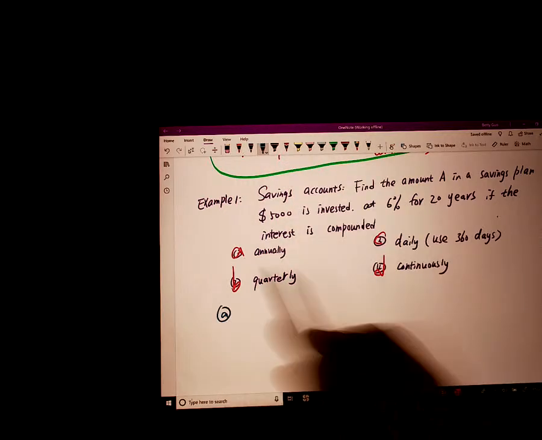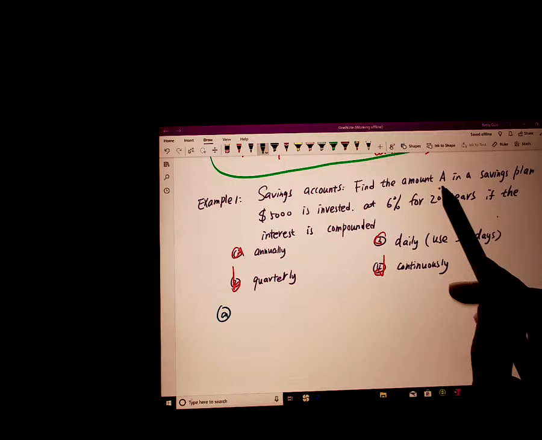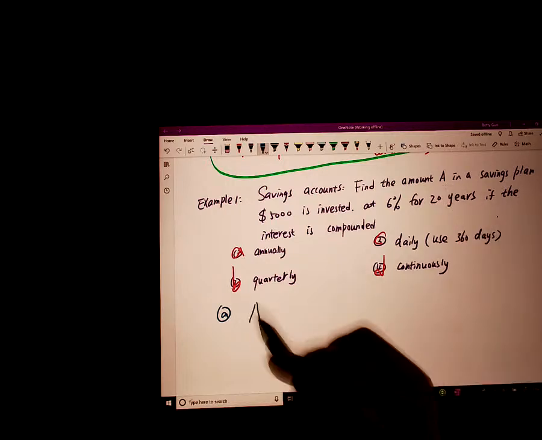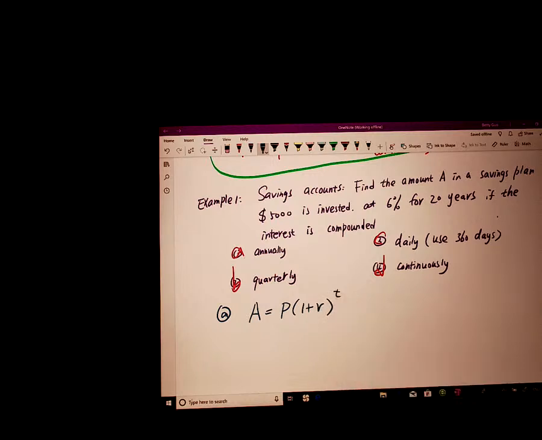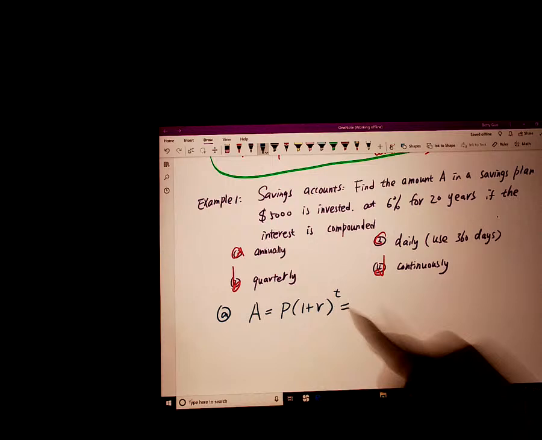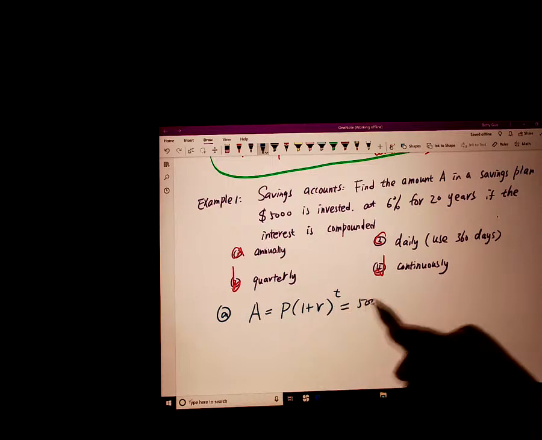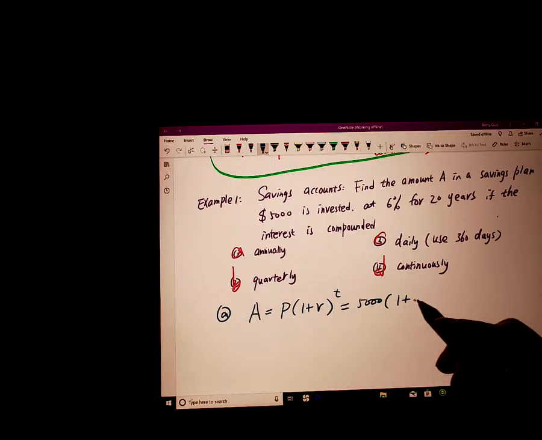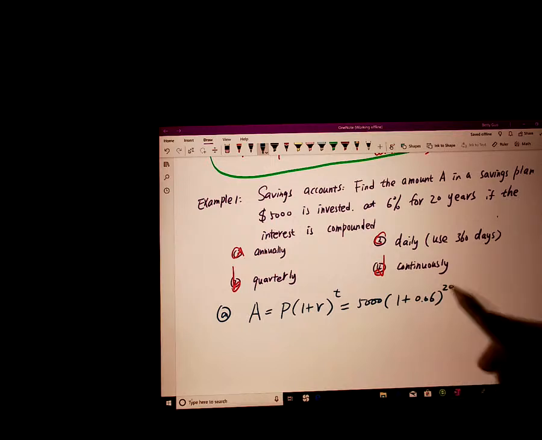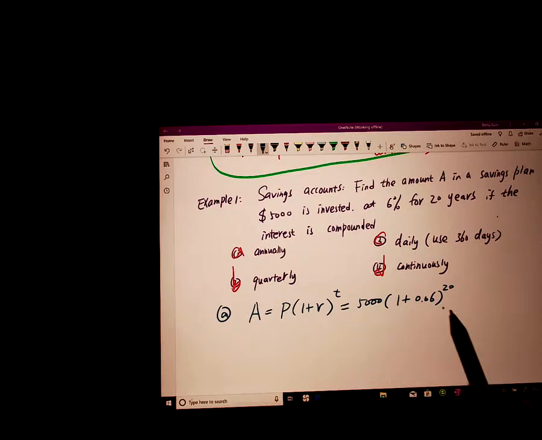Part A, annually. We are looking for the accumulated balance A, right? So the formula is A equals P times 1 plus r to the power of t. What's P, the original principal? 5,000. What's the annual interest rate here? 6%, expressed in decimal as 0.06. t, time in years, is 20 years. I will give you the chance to compute this expression. We don't take time here.